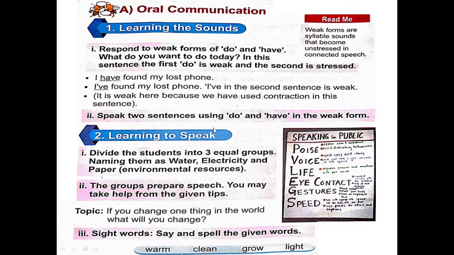Speak two sentences using do and have in the weak form. Do you know who they are? Have you done your homework?